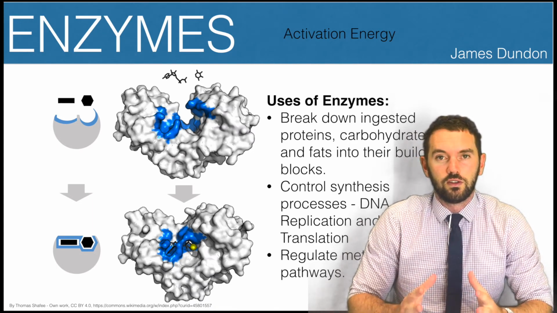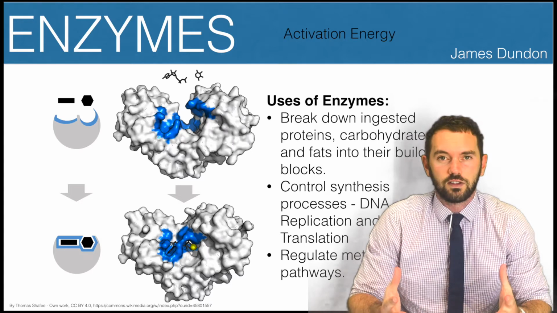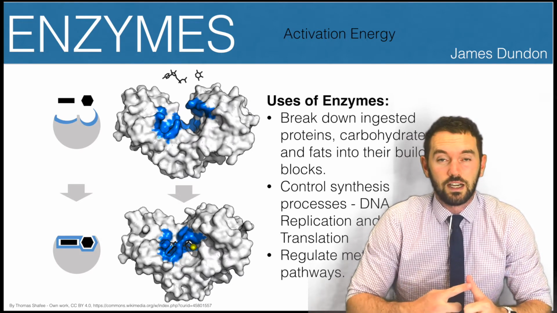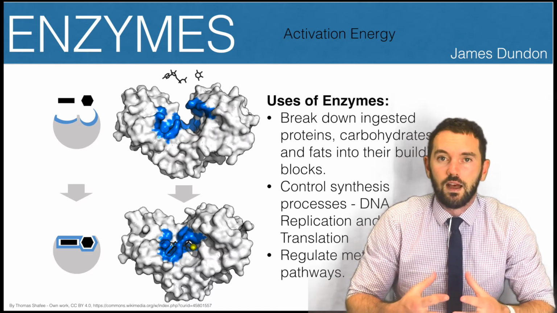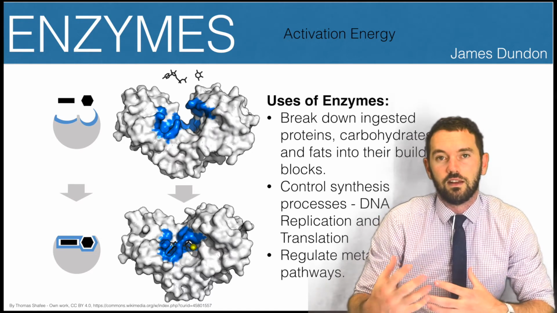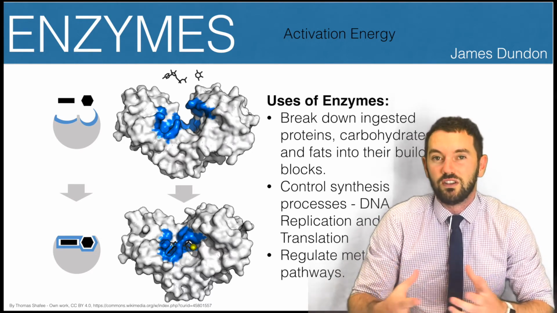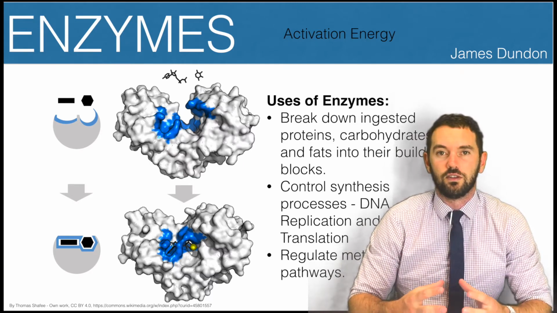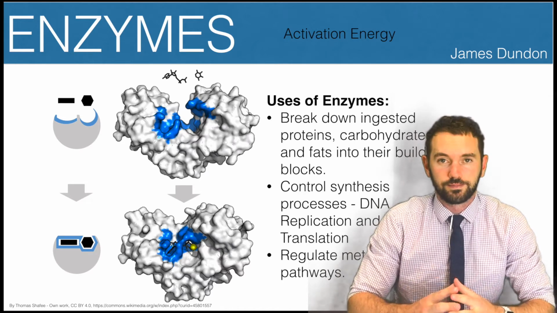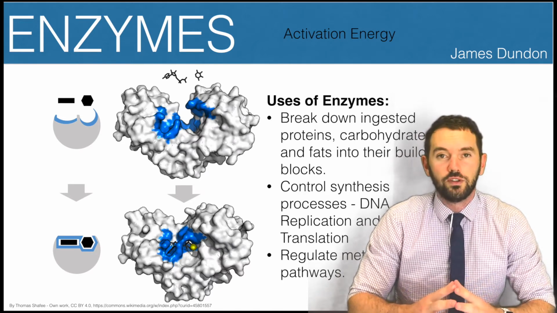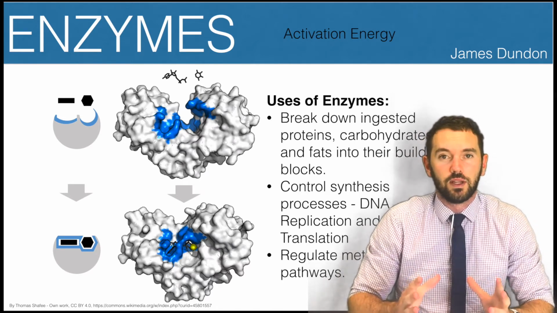We also use enzymes in synthesis reactions. So in DNA replication, we're building DNA molecules. We need enzymes for that. For RNA synthesis and protein synthesis, we're using enzymes in all of those processes to put molecules together and bond them together. We also use enzymes to regulate lots of metabolic pathways.